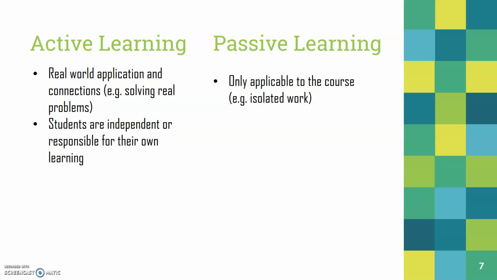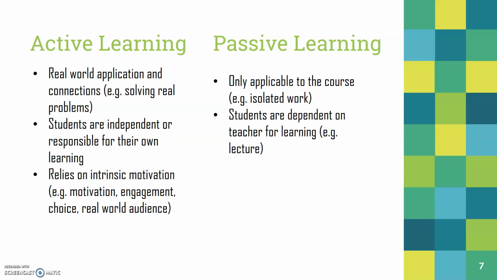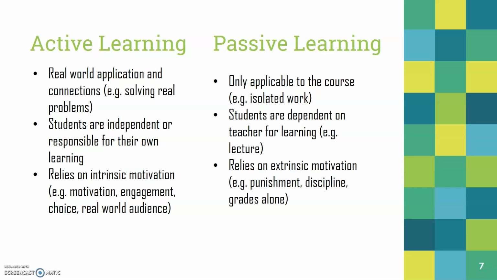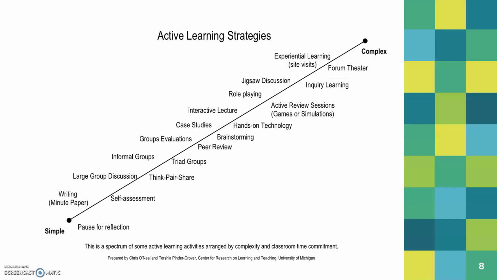Additionally, active learning is where students take on more and more responsibility for their own learning, having to figure out what resources to use, what solutions to apply, as opposed to a class where the students are dependent completely on the teacher for learning information and selecting content. Additionally, active learning relies on more intrinsic motivation, such as having a real-world audience, whereas passive learning relies on extrinsic motivation to get students to complete work. And active learning is going to be cognitively complex versus less cognitively complex. This can look very different depending on what classroom you are in and what discipline you're teaching.